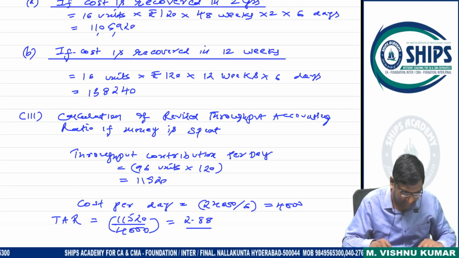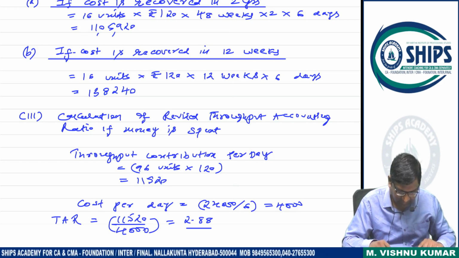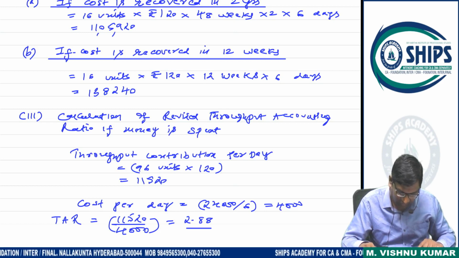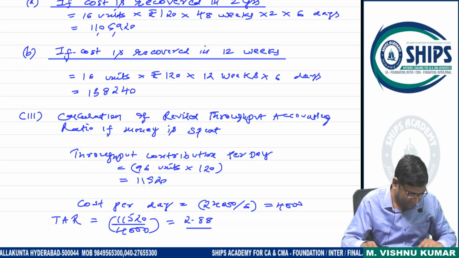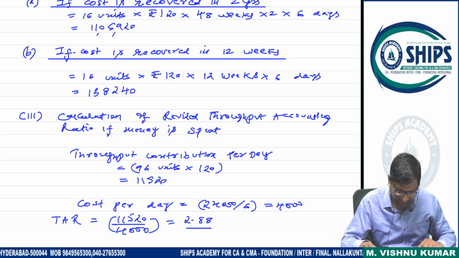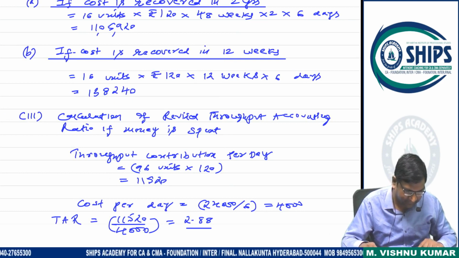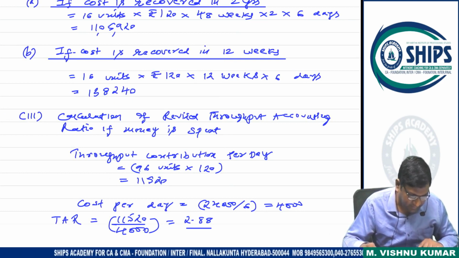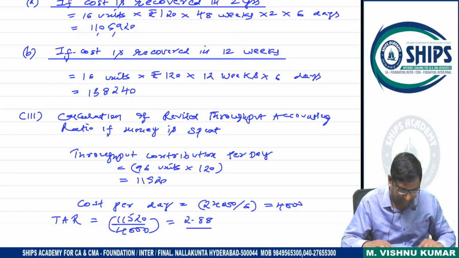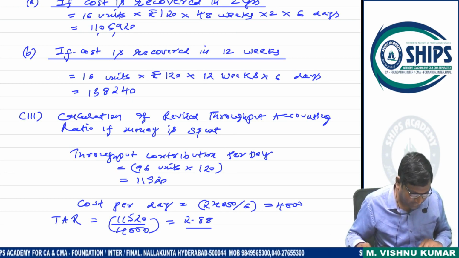After spending the money, their capacity will be increased to 96 units, process B capacity. So according to 96, throughput contribution per day will be 11,520. The cost will not change, it will be the same, fixed cost. In the question they have not mentioned whether any fixed cost is applicable, that's why this will remain the same. If mentioned, this would also increase. If it is not mentioned, we should divide directly by the previous existing cost only. Right. All students should note and understand this.